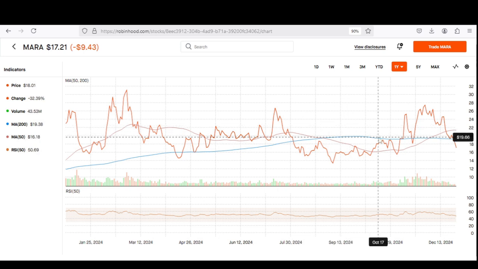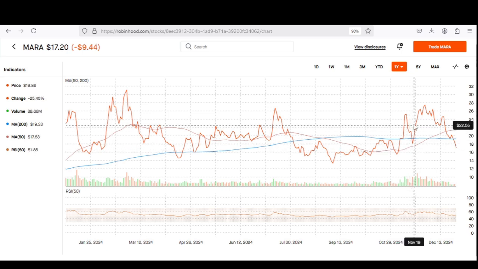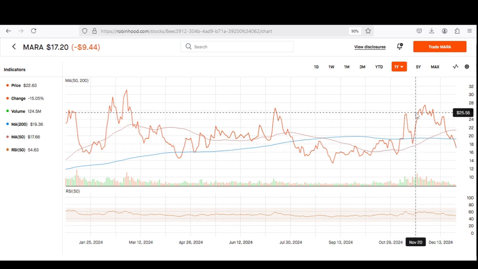Now, as you can see here, the bottom part here is around $16, $17. This is going to be your support right here. If you go to the top, you're going to see $23, $25. That is going to be your resistance. And that is how I know Mara trades between that range.